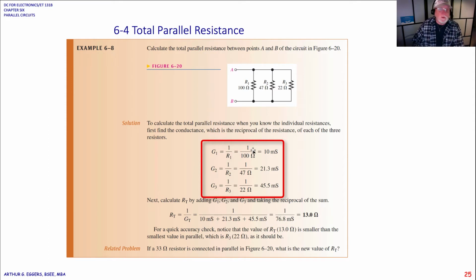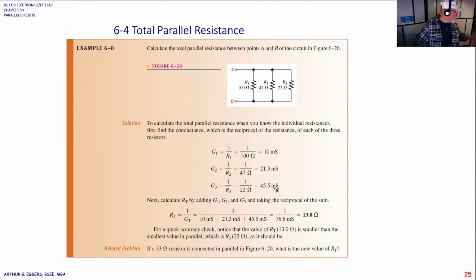So we've got 1 over 100, which gives us 10 millisiemens, 1 over 47 ohms, which gives us 21.3 millisiemens, and 1 over 22 ohms, which gives us 45.5 millisiemens.